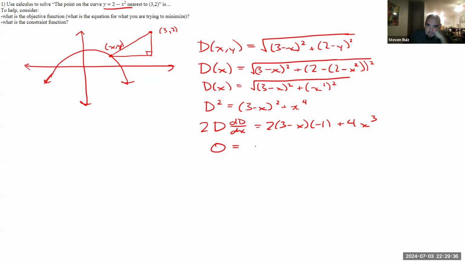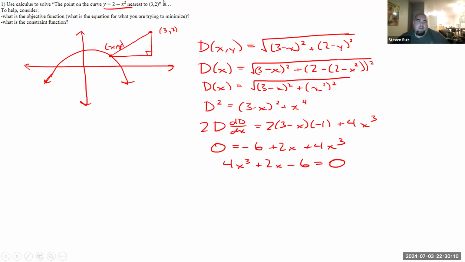So I have 0 equals, let's start cleaning things up. Simplifying, 2 times 3 times -1 is -6. 2 times -x times -1 is 2x, plus 4x cubed. So I get 4x cubed plus 2x minus 6 equals 0. So from here, this is a cubic. What I would encourage you to do is go to Desmos and figure out what value of x gives you this nearest point. So let me go ahead and do that now.